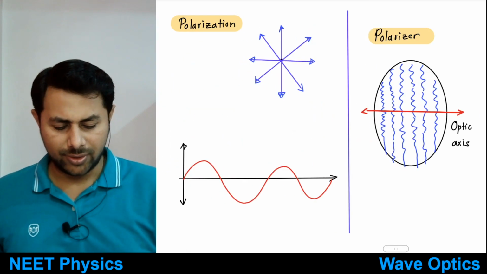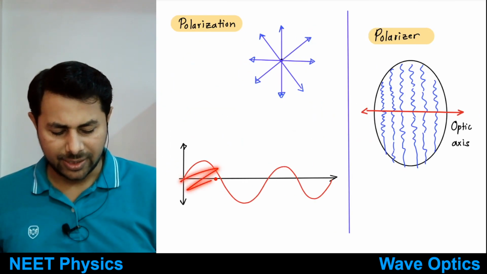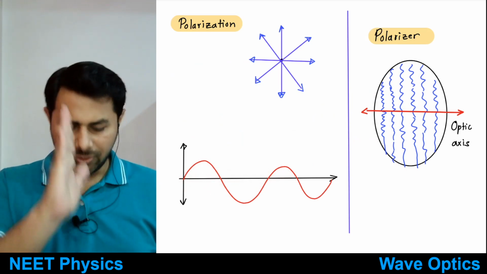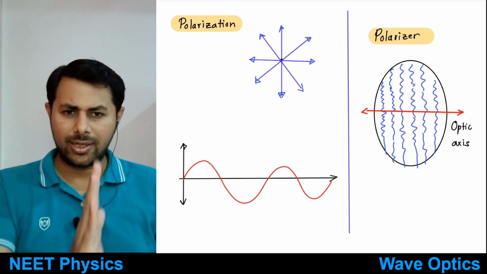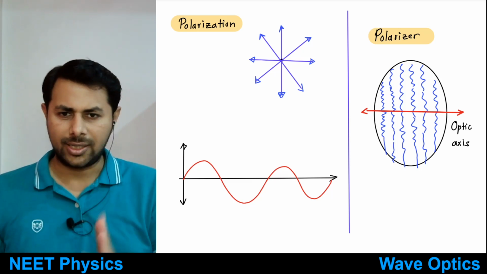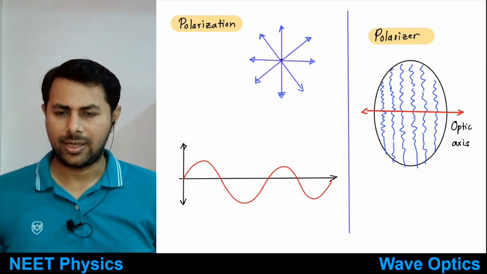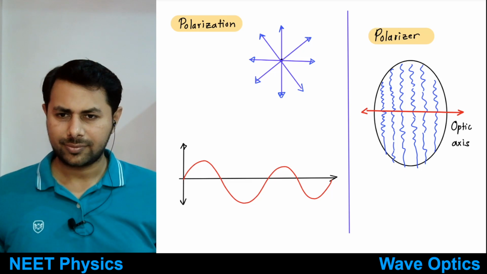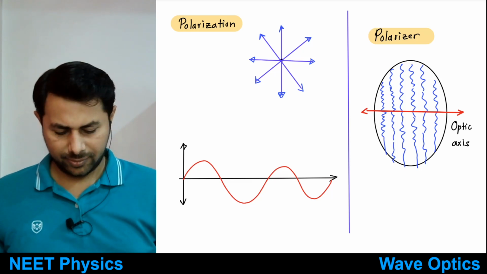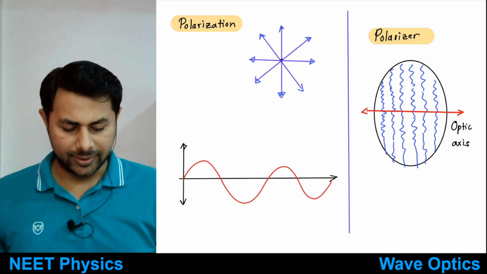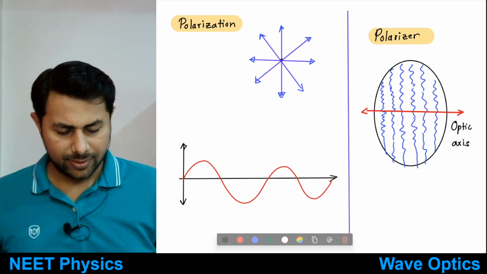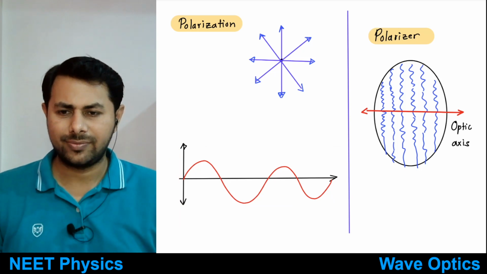So you block all other vibrations, that is, you block vibration in some other direction, and you only allow, suppose light is moving in this direction, this electric field to oscillate in this direction. This thing is clear. So this is called polarization of light. Is this thing clear, everyone?